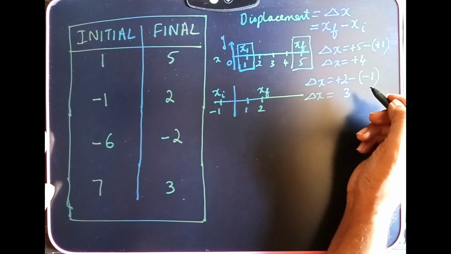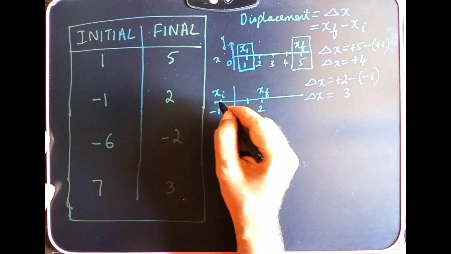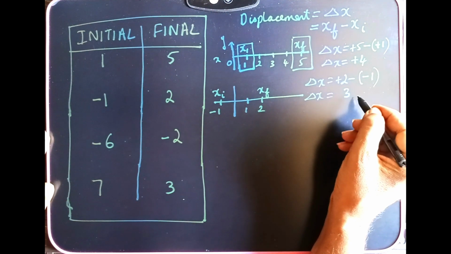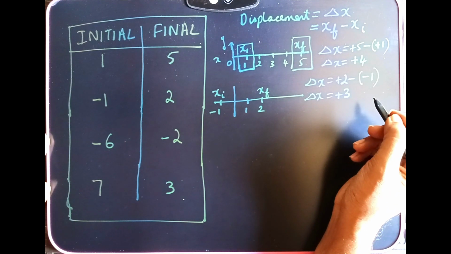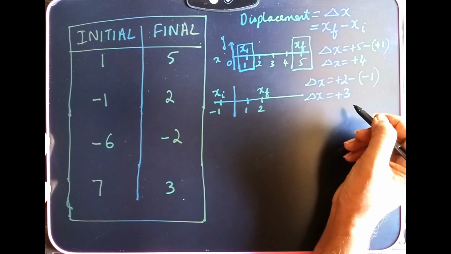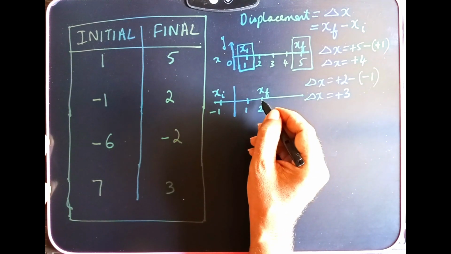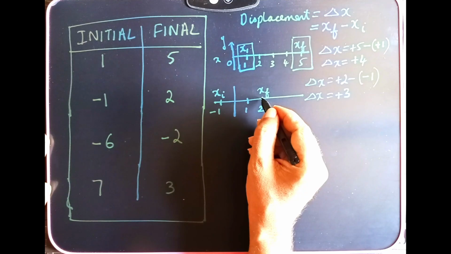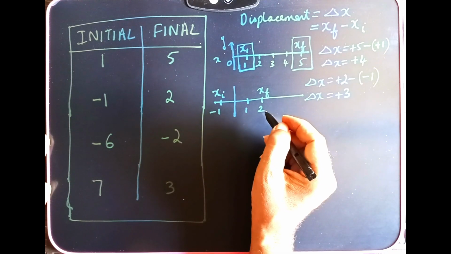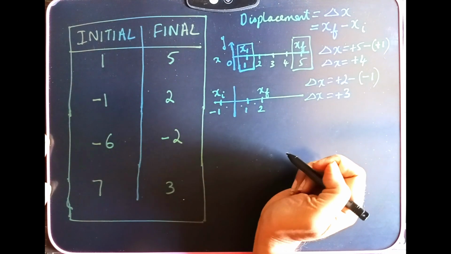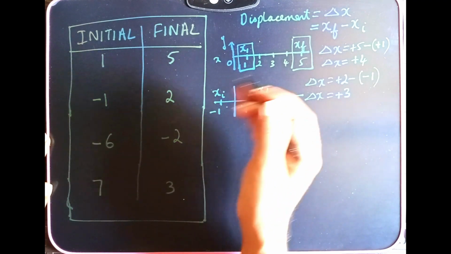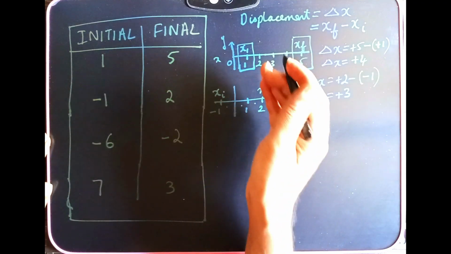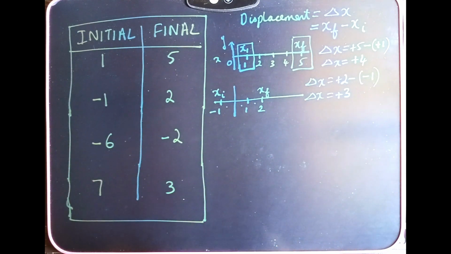And this is true, right? Sorry, it is positive 3. Am I right? It is positive 3. That means the change in position from the initial to the final is actually 1, 2, 3 units. And it is in positive sign because the change is positive. The final is actually on the positive side.